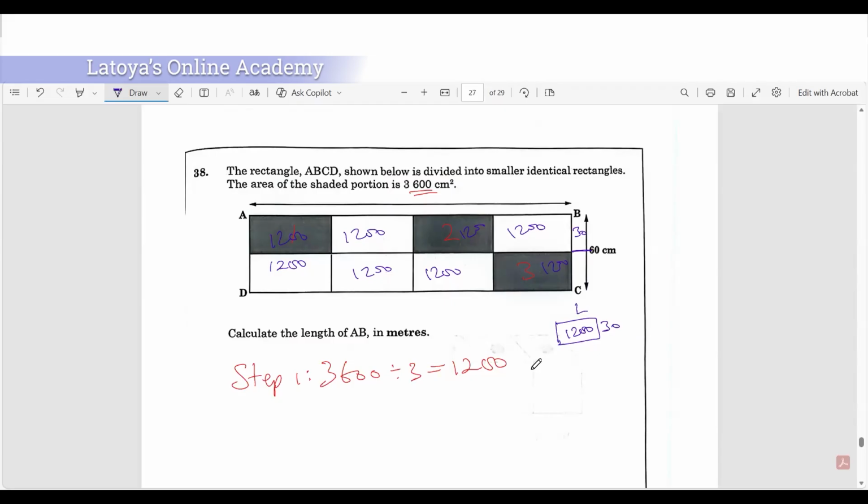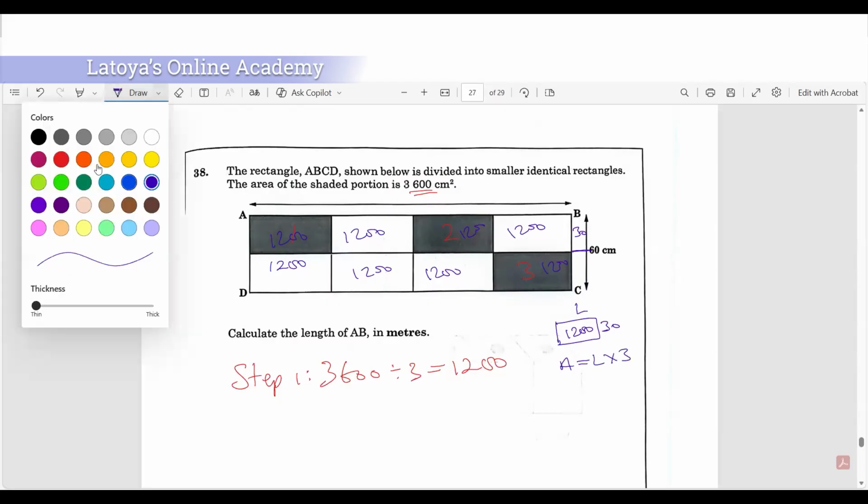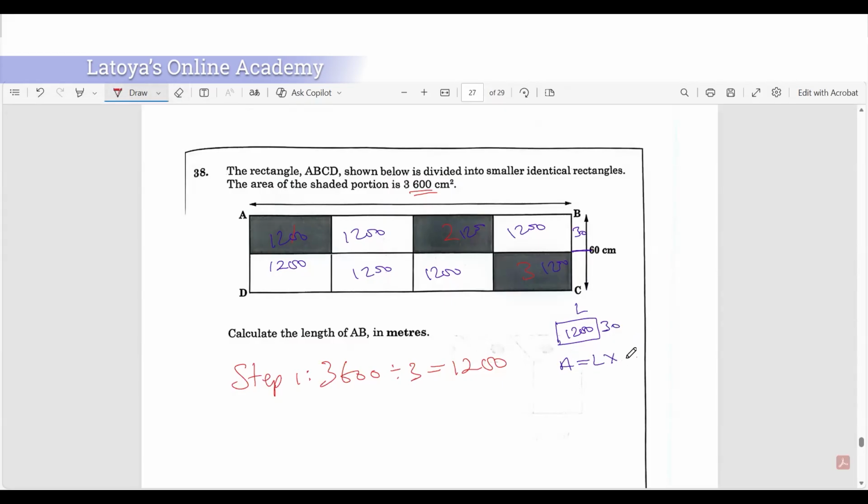What would you do to find the length? What is the formula to find the area of a rectangle? Area of a rectangle is length times the breadth. Now, what did this question give us? This question gave us the area is length times the width. What did this question give us? This question gave us the width, which is 30. The question gave us the area, which is 1,200, but the question did not give us the length. So what would we do to find the length? We can divide the 1,200 by 30, and that will give us the length, but of 1.